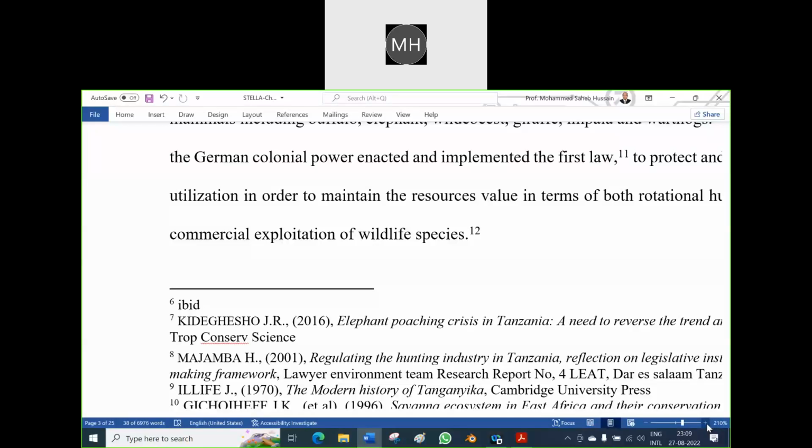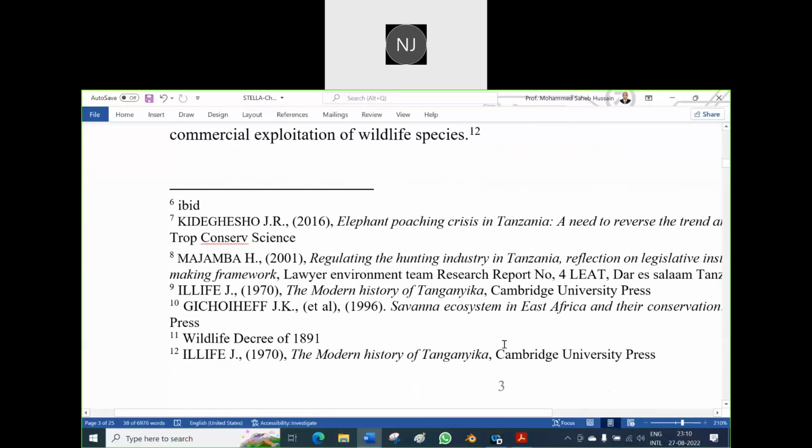Latin. Whenever the Latin terminology is there, it should be italicized, and every footnote ends with a full stop. Where is the full stop here, Stella? I will correct it, Professor. Every footnote ends with the full stop. All the Latin terminology should be in italics. And also, I think I should be a capital letter. Is it, sir?